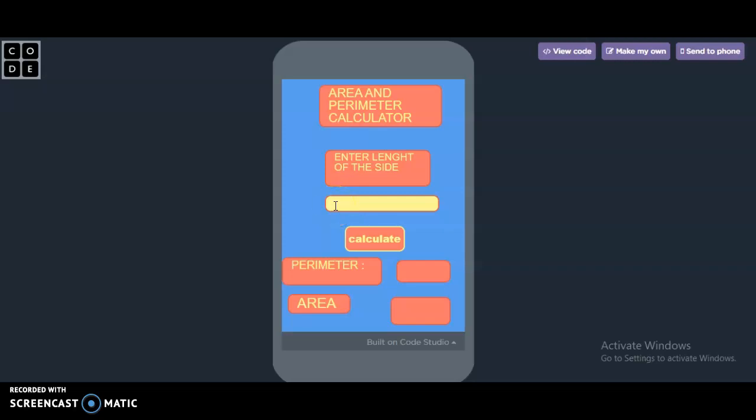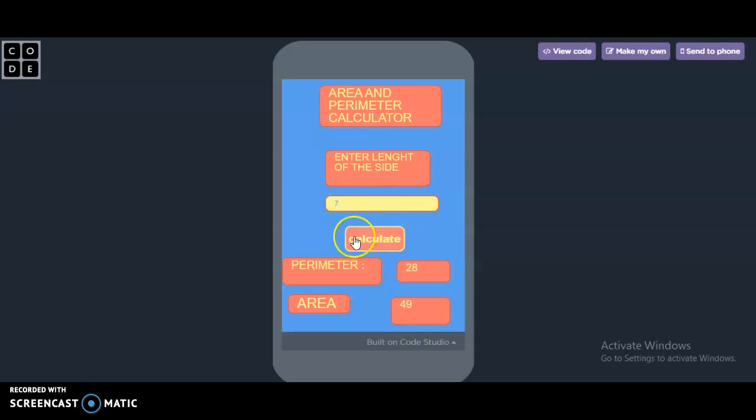Today I'm going to show you one of the achievements I have done by coding. I have created an area and perimeter calculator. It is a square area perimeter calculator. Here, if you enter any number, you will get your answer with your perimeter and your area in these two boxes. Let's check it out with the number 7.